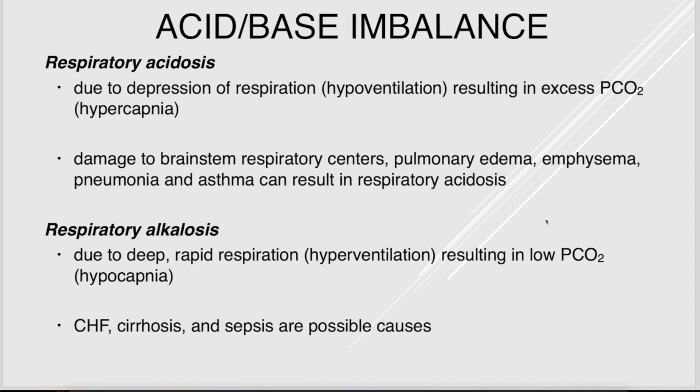Now, respiratory alkalosis is typically due to deep, rapid respiration or hyperventilation. You see this in sepsis and CHF and cirrhosis, but basically you're blowing off too much CO2, and that's going to cause pH to go up. Now, this term hypercapnia refers to too much CO2 in the blood. Hypocapnia, too little CO2 in the blood. So I just want to point out those terms.